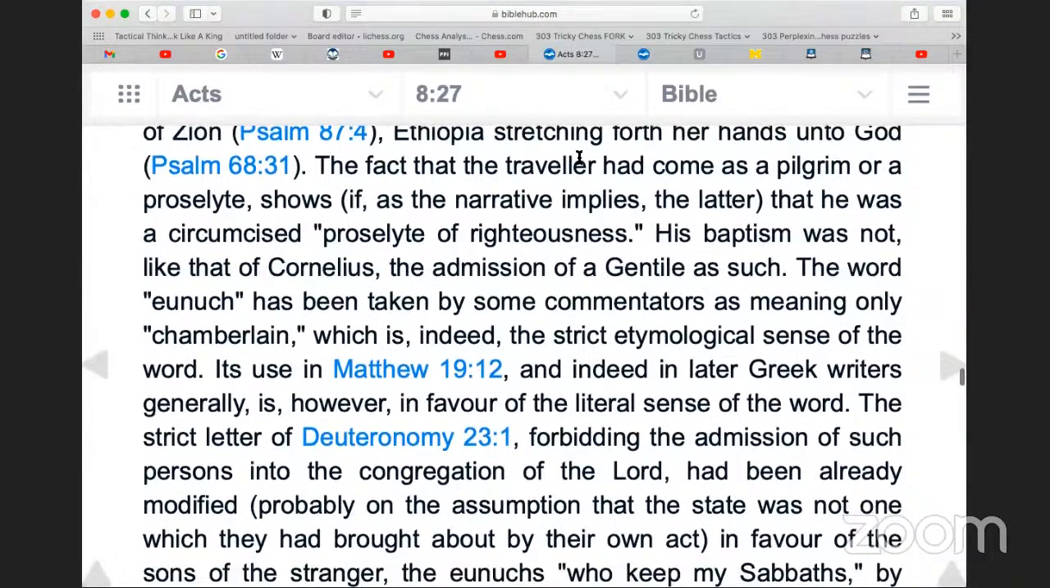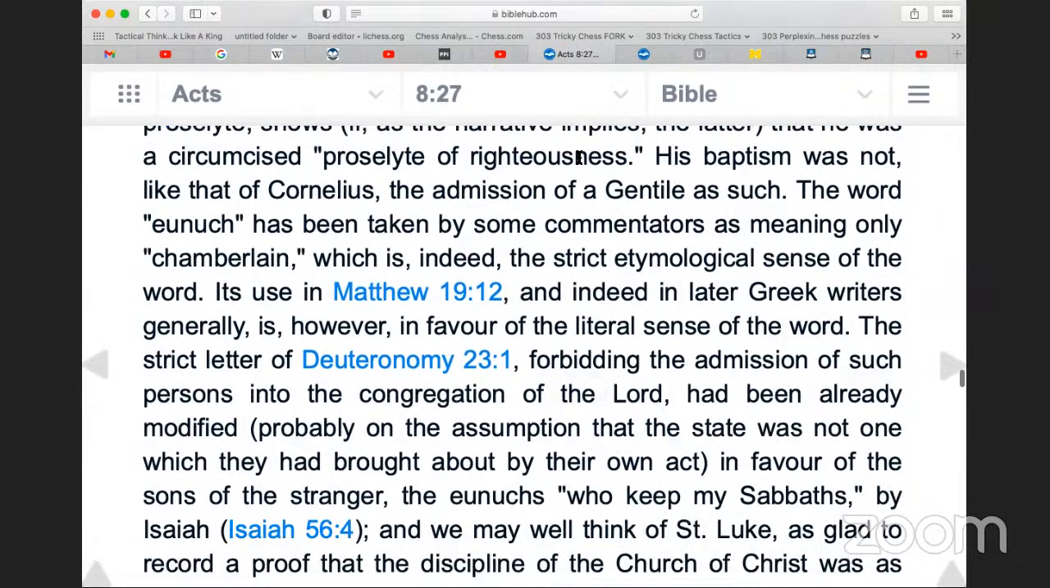Wow. Okay, the fact that the traveler had come as a pilgrim or as a proselyte shows, if as the narrative implies later, that he was a circumcised proselyte of righteousness. His baptism was not like the Cornelius, the admission of the Gentile as such. The word eunuch has been taken by some commentators as meaning only chamberlain, so that means the other dude was lying about the whole eunuch thing, which is indeed the strict etymological sense of the word.